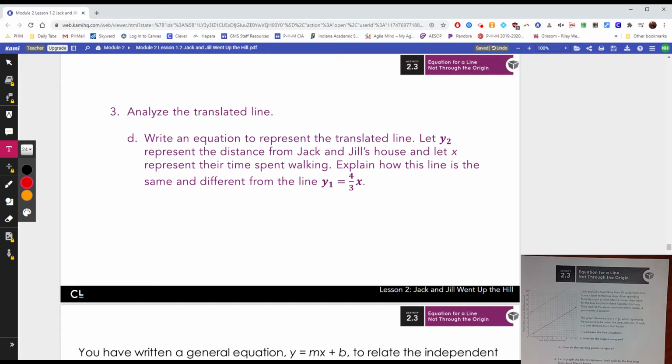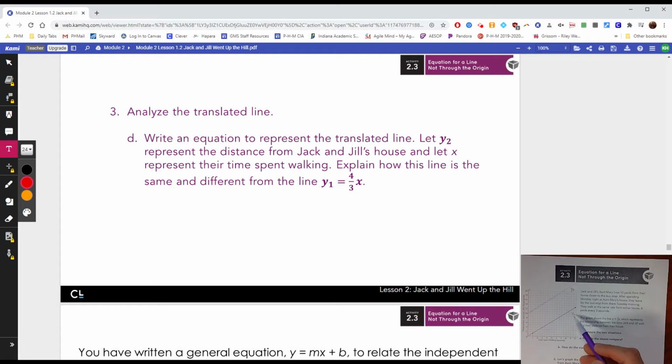Write an equation to represent the translated line. Let y2 represent the distance from Jack and Jill's house, and let x represent their time spent walking. Explain how this line is the same and different from the line. So this is the original one. This is the equation for the original one, y1. So this is y1, this is y2. We have an equation for this.